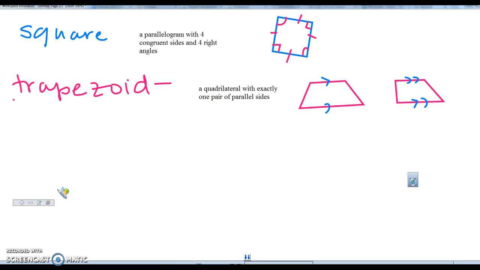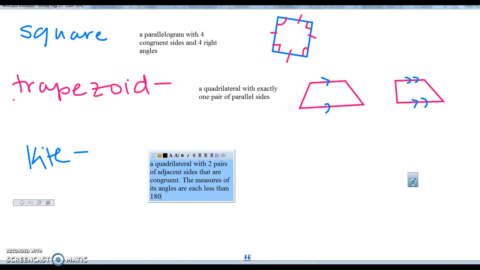Our last shape is a kite. And we kind of skipped over this one last year, so this will be good to hit on now. A kite is a quadrilateral with two pairs of adjacent sides that are congruent, and the measures of all the angles are each less than 180.